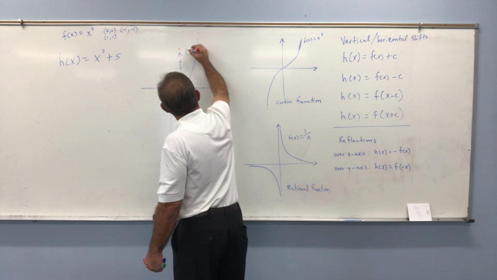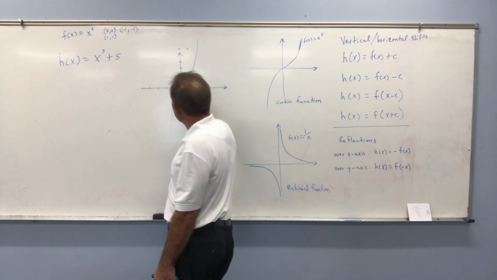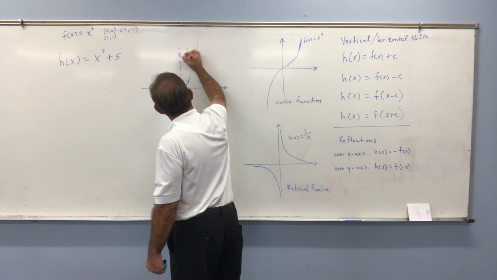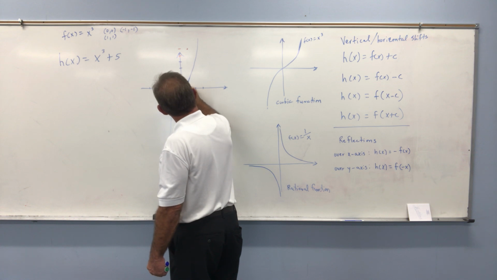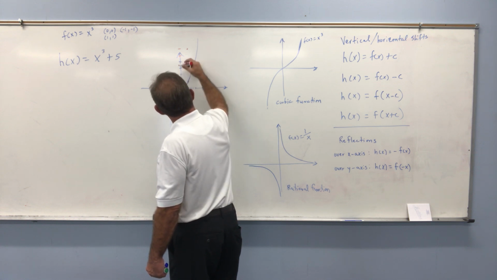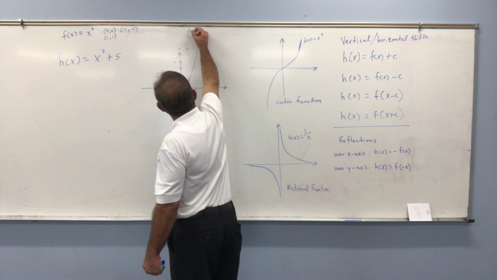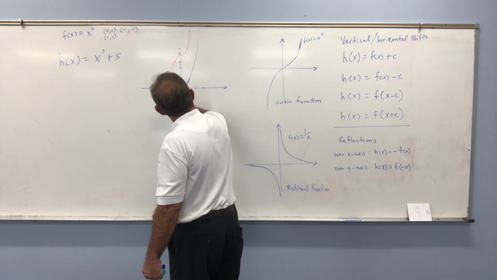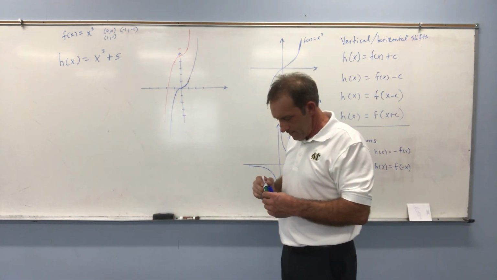So it's going to go way up there like this. This point that was at 0, 0 is now going to be up here at 0, 5. This point that was at negative 1, negative 1 is now going to be at negative 1, 4. Like so. And then we're going to have our parabola coming there, not parabola, our cubic coming there like that.